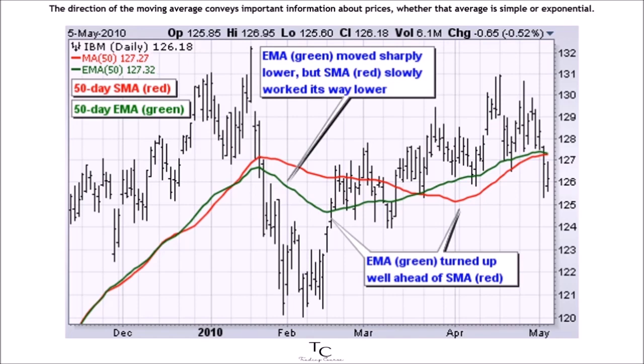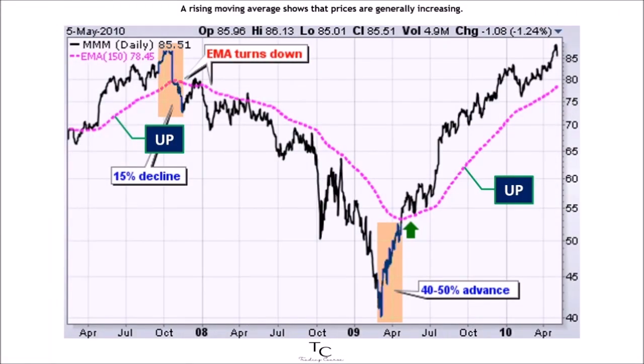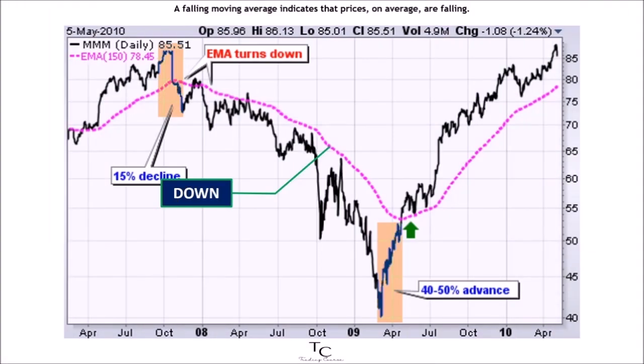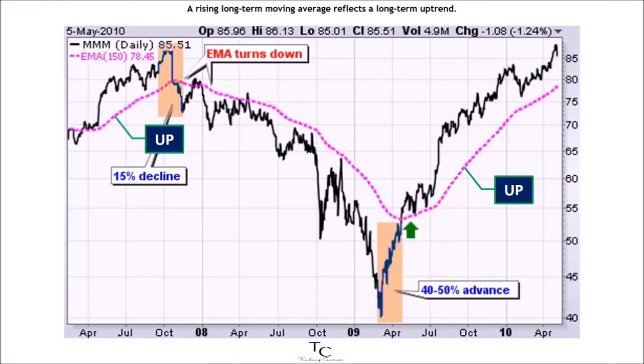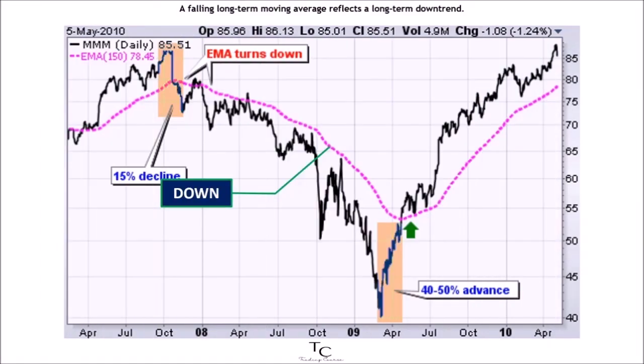The direction of the moving average conveys important information about prices, whether that average is simple or exponential. A rising moving average shows that prices are generally increasing. A falling moving average indicates that prices, on average, are falling. A rising long-term moving average reflects a long-term uptrend. A falling long-term moving average reflects a long-term downtrend.